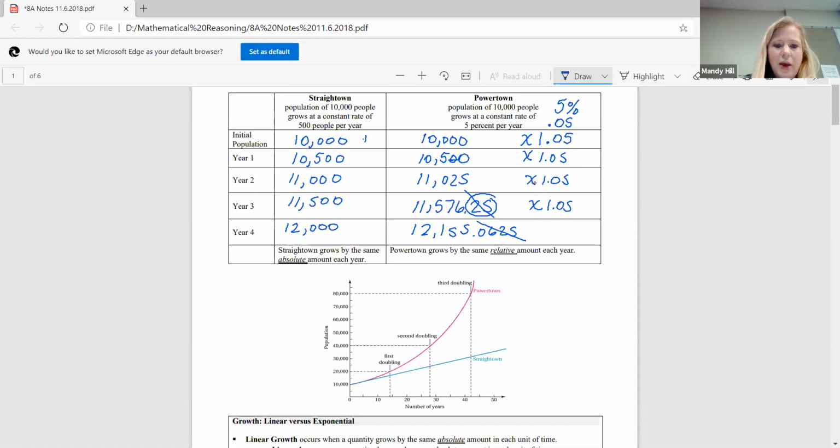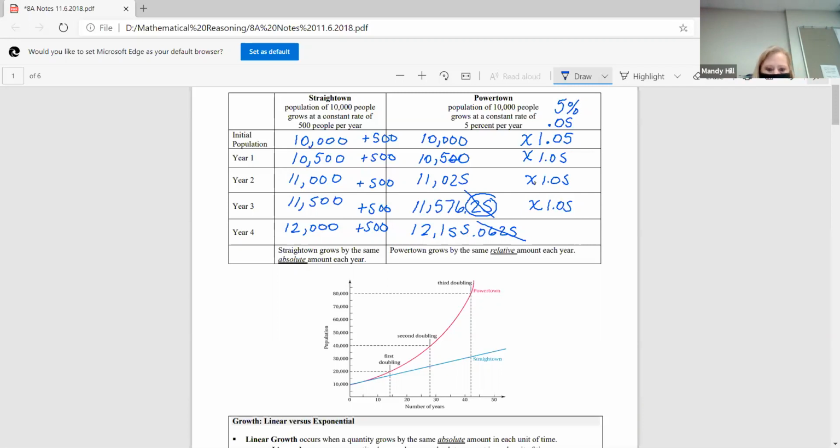To get this, we added 500 to get to the next step every time. So that's the major difference here with exponential growth. When something is linear, we're going to add to get to the next step. When something is exponential, we're going to multiply to get to the next step.